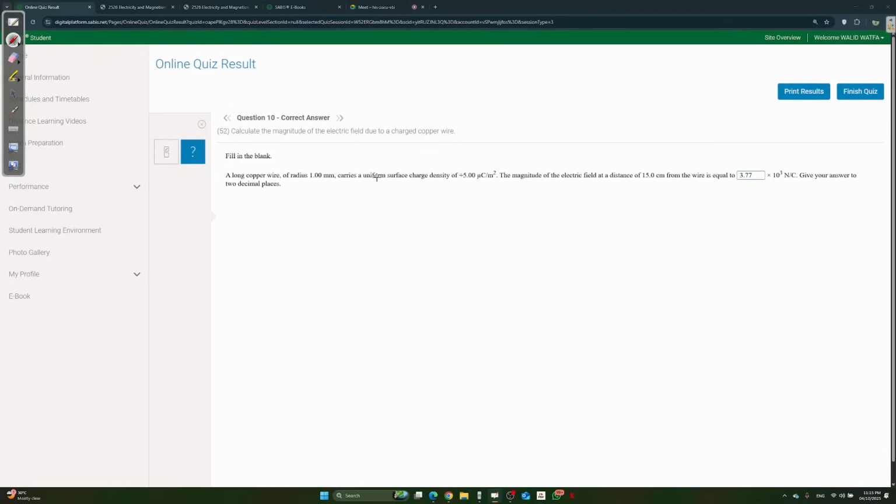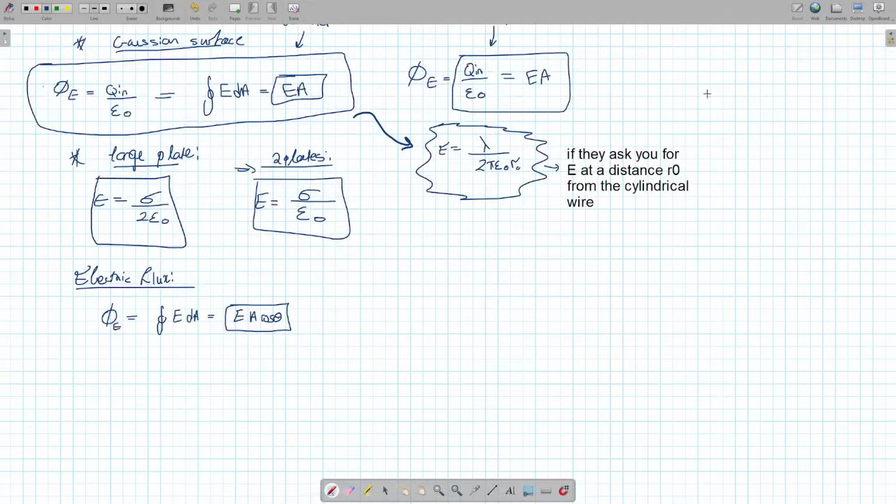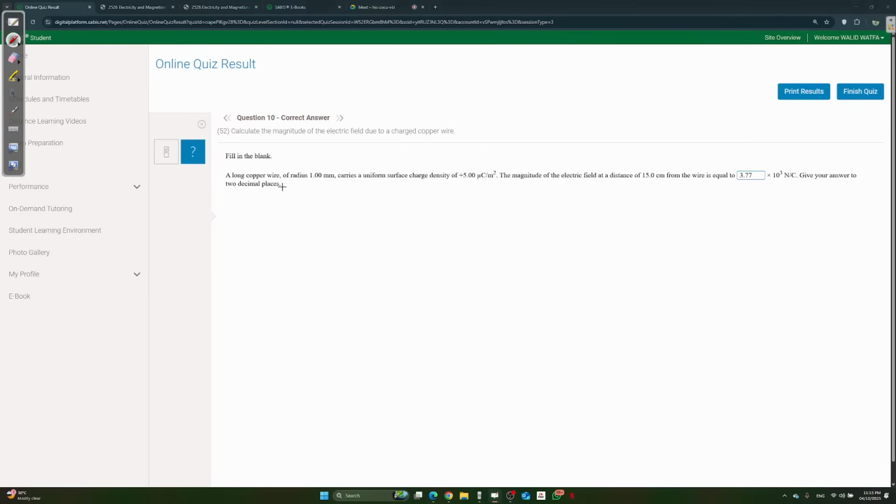Alright, question 10, this is the one I told you where you need to use this. How do you know? A long copper wire of this radius. I told you when you have a wire and they want the electric field at a distance from the wire, you have to use that the electric field is lambda over 2 pi r epsilon node. But here they didn't give me lambda, they gave me sigma. How do I convert from sigma to lambda? I told you lambda is equal to sigma times 2 pi r.